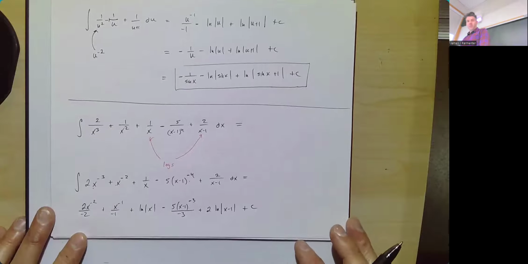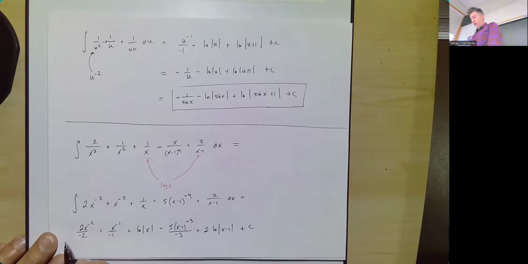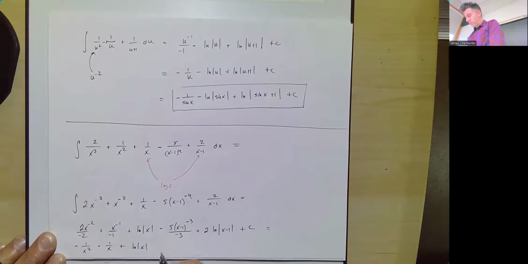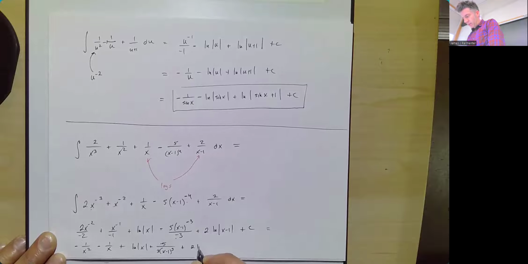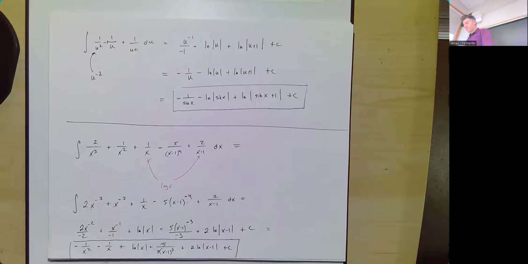And then if you felt compelled to, and I kind of do, I would do a little bit of simplifying. 2 divided by negative 2 is negative 1. So I would rewrite this as negative 1 over x squared. This x to the negative 1 over negative 1, I'd write as minus 1 over x plus the natural log of the absolute value of x. Minus 5 over minus 3 is plus 5 thirds. So plus 5 over 3 times x minus 1 cubed plus 2 times the natural log of the absolute value of x minus 1. Again, not super necessary, but it is the way I would express my answer.